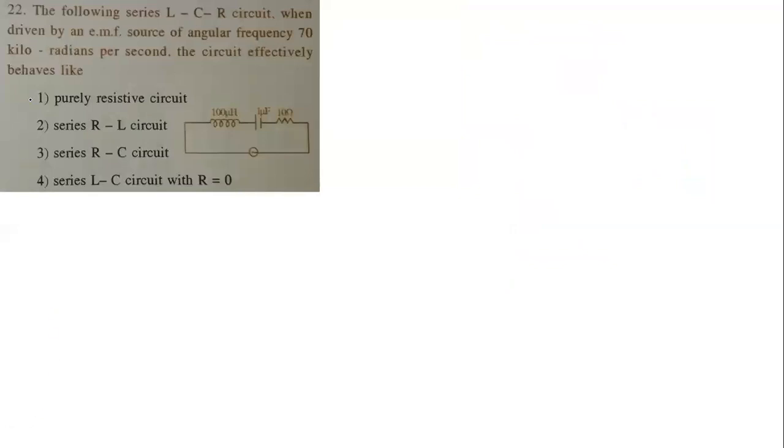Question number 22. In the following LCR circuit, when driven by the EMF source of angular frequency 70 kilo radian per second, meaning omega is 70 into 10 power 3 radian per second, the circuit effectively behaves like what? Here we have an inductor, a capacitor, and a resistor. We need to decide whether it is an RC circuit, an RL circuit, a pure resistive circuit, or an LC circuit with R equal to 0.